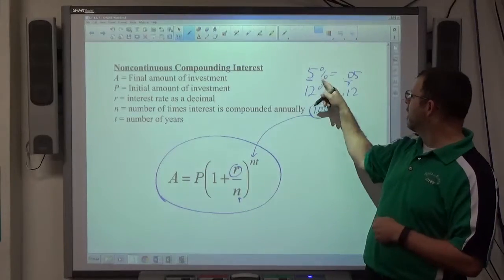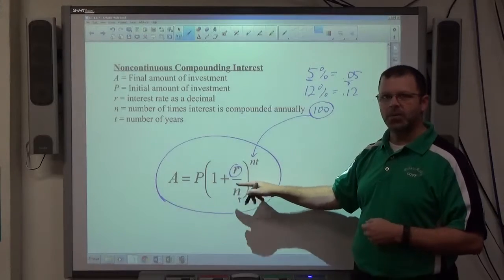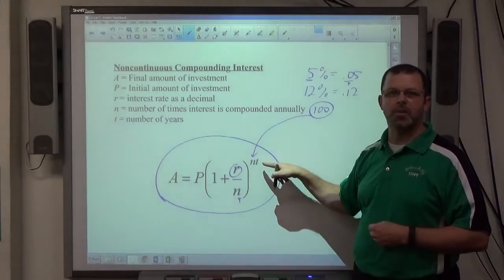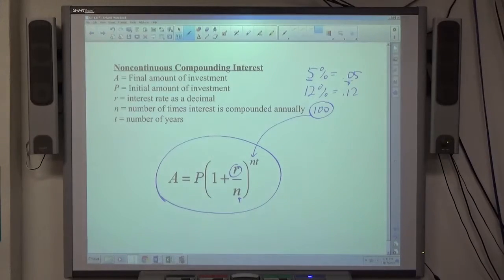So if you start off with 0.05 divided by 100, now it's 0.0005 right here. So we're taking a much smaller number to a much higher power. So they kind of work their way out. It does make the number bigger, but not a whole lot bigger.